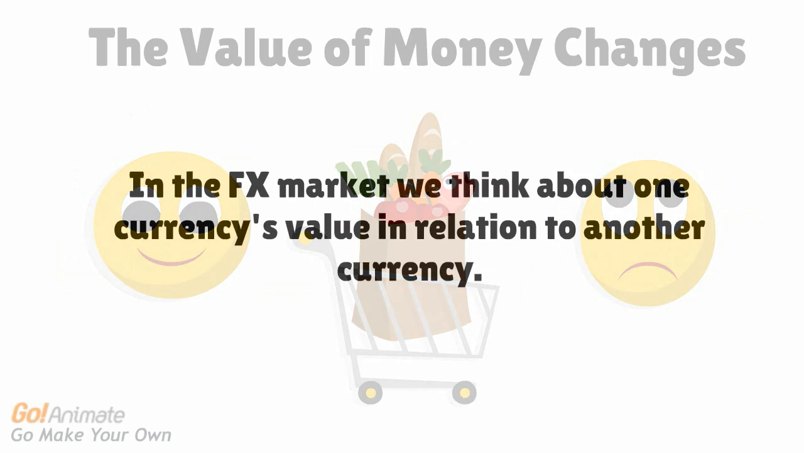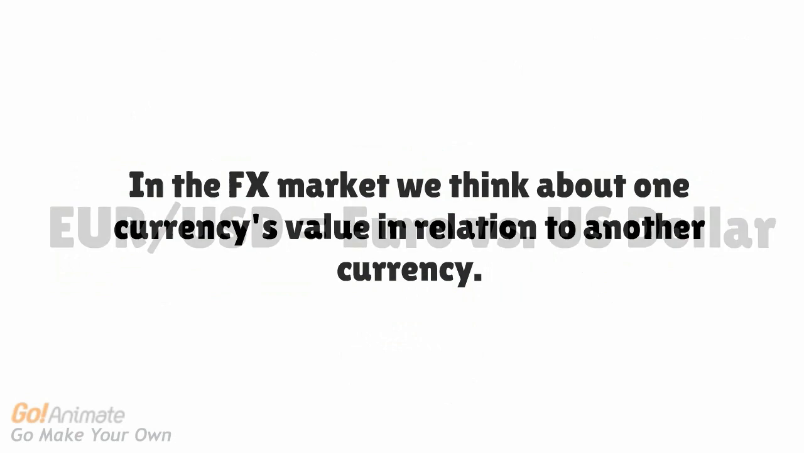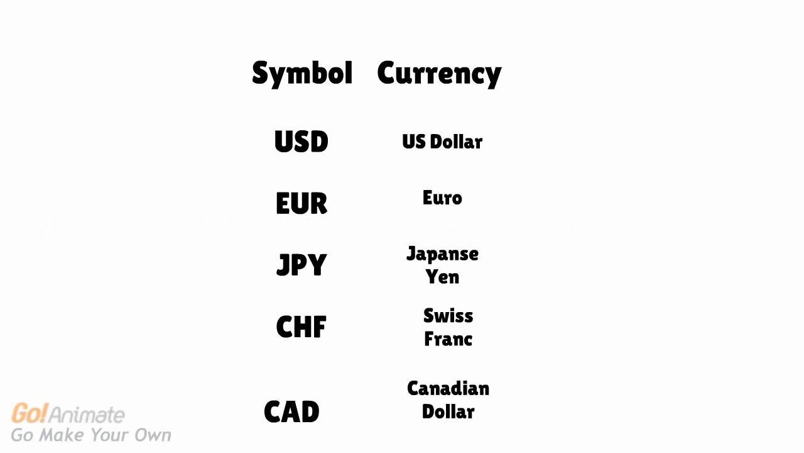In the FX market, we judge the value of one currency based on its value with a different currency. This is why we see currencies quoted in pairs. For instance, the euro-dollar currency pair represents the value of the euro in terms of US dollars. The first currency listed is the base currency, which is what we are measuring, while the second currency is known as the countercurrency, which is what we are using to measure the value of the first currency. Here's a list of the symbols for some of the most heavily traded currencies in the FX market.